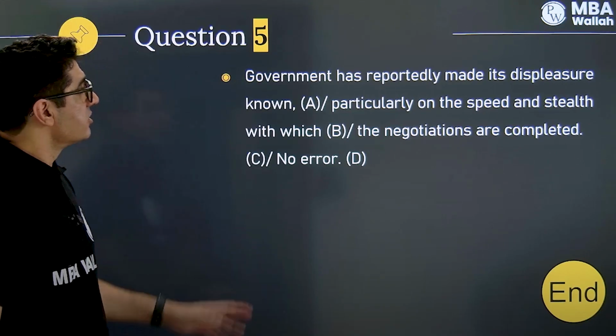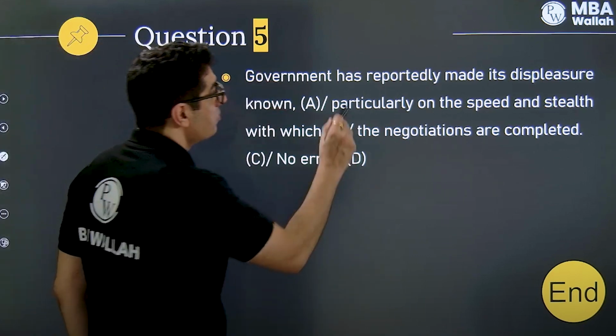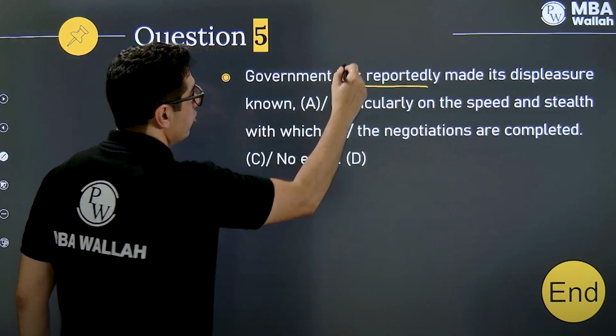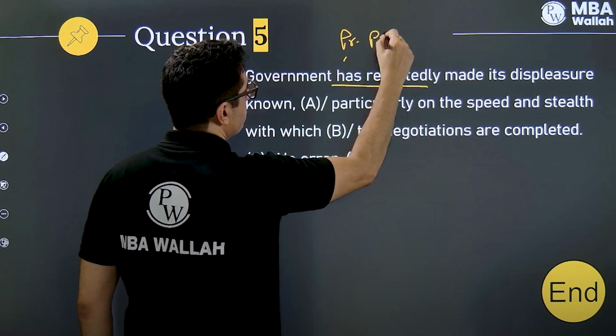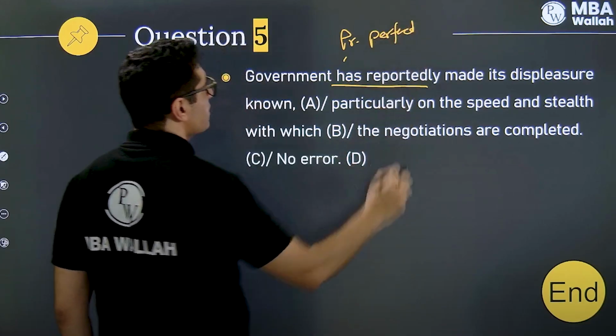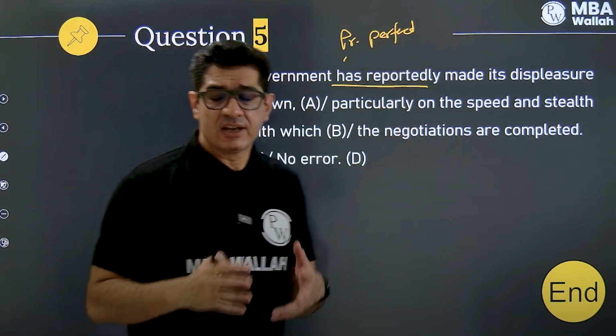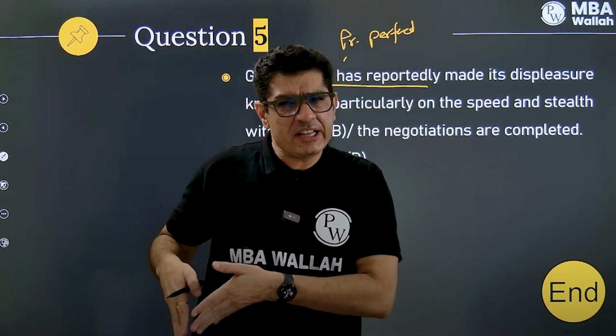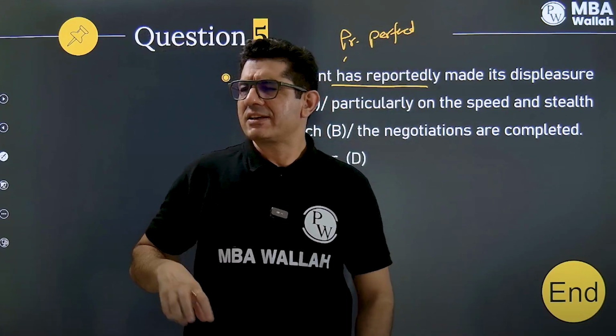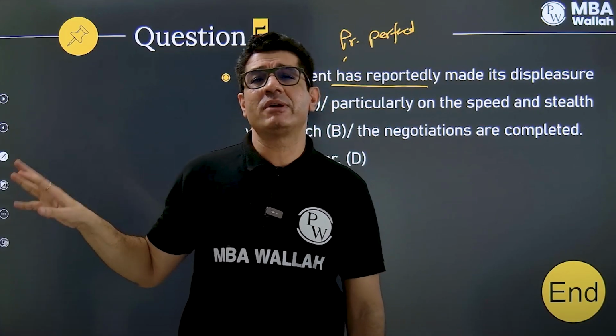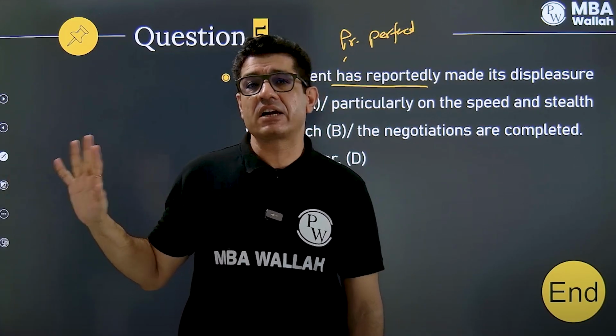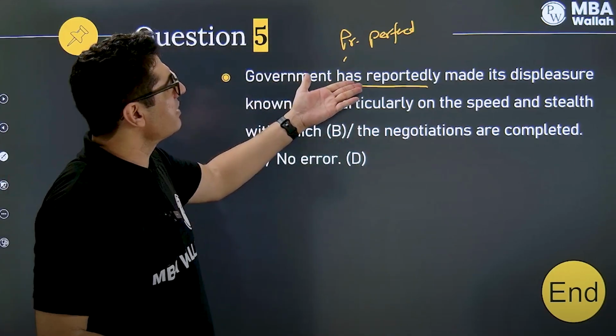All right. So see, government has reportedly made its displeasure known. You notice the use of present perfect tense. We use present perfect tense to talk about something that has happened in the immediate past or something that happened in the past, but we are not mentioning the time of its occurrence. So happened in the past, that's it.